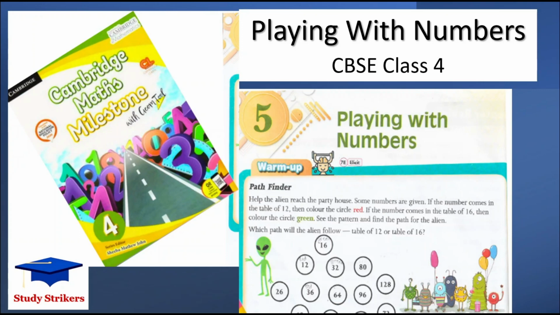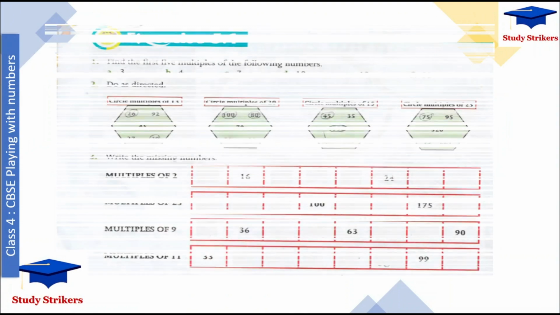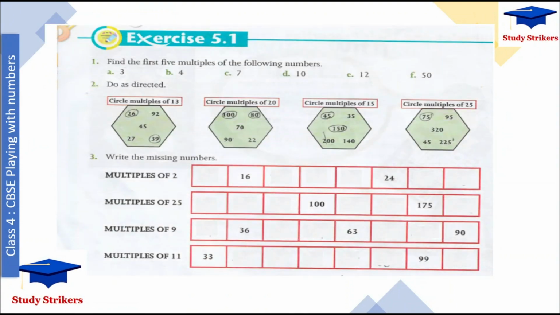Hello friends, today we are going to start with CBSE class 4 playing with numbers. So let's begin our chapter. This chapter is mostly dedicated to factors, multiples, numbers, their properties and many more things. In this exercise 5.1 we need to find the first 5 multiples of these numbers. So let's see the answers.